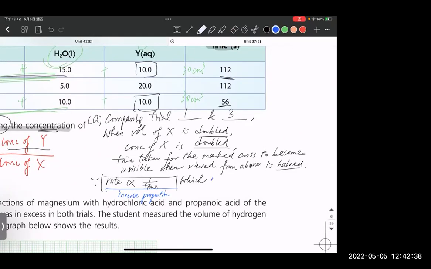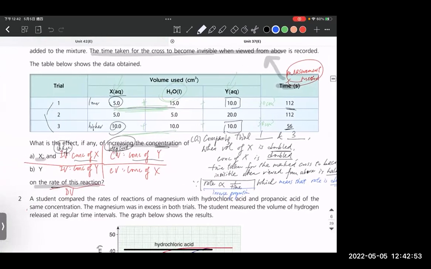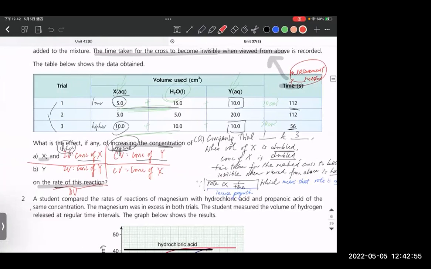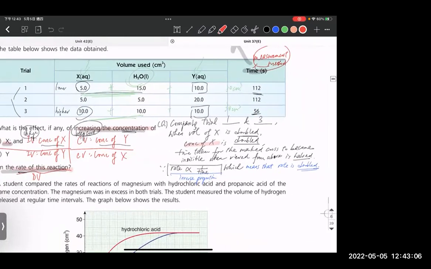So which means that the rate is doubled because the time taken is half, right? So you have got the relationship. Can you get my point? So in other words, if you go back to the questions, can you answer them now? So take a look at this one again. Increasing concentration of X on the rate. So you must underline concentration of X here and also rate in order to tell the answer, right? At least you need to have that too.